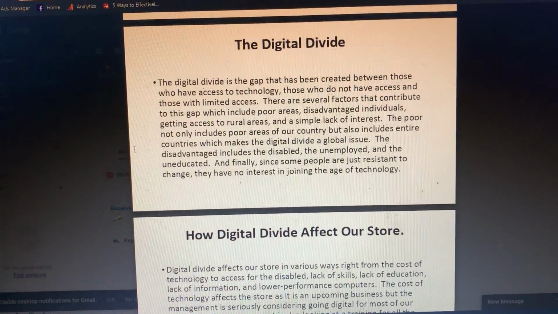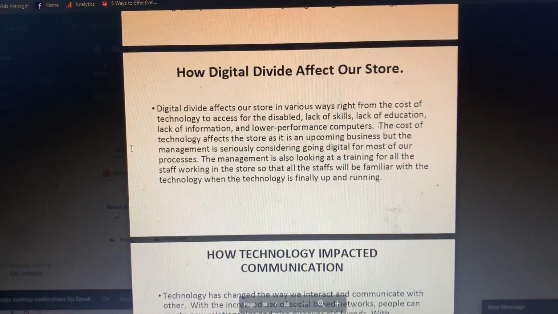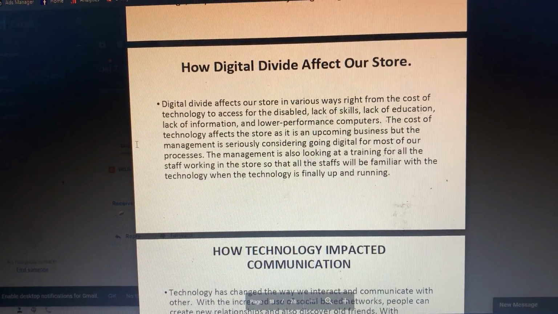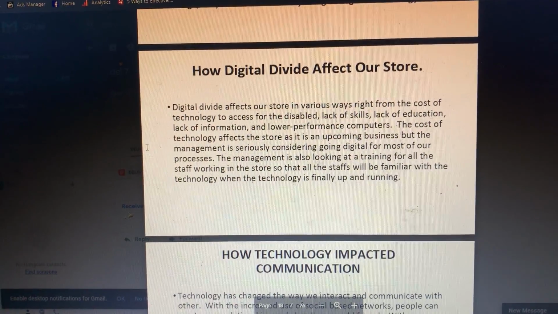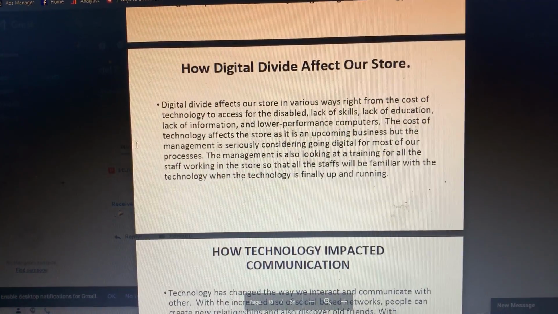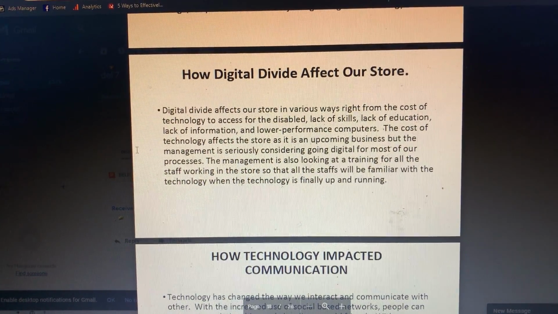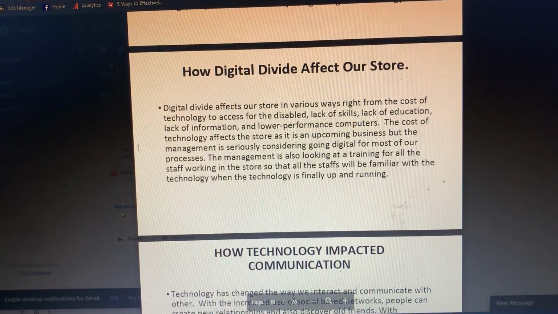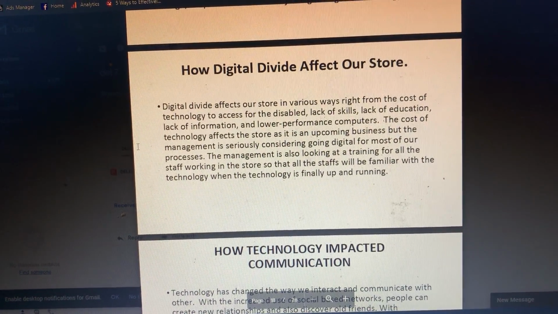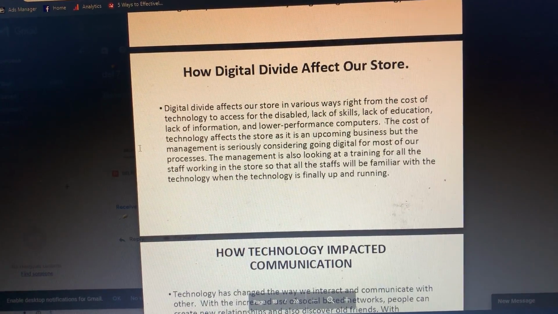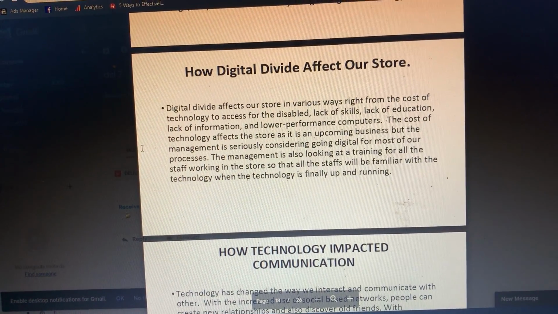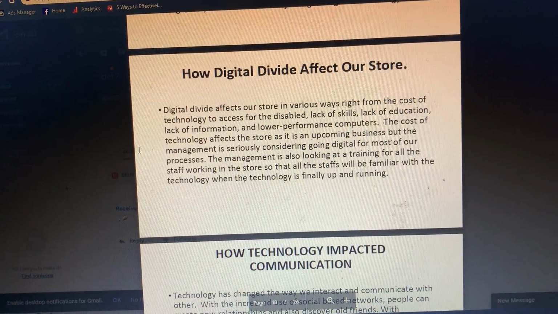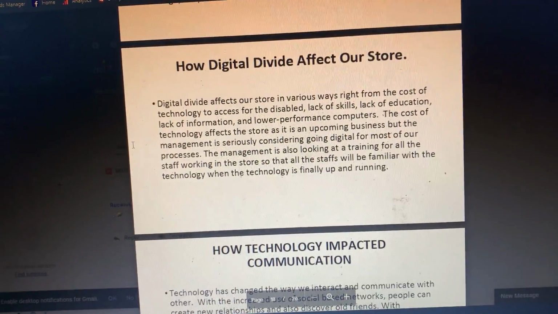How the digital divide affects our store now. The digital divide affects our store in various ways, right from the cost of technology to access for the disabled, lack of skills, lack of education, lack of information, and lower performance computers. The cost of technology affects the store as it is an upcoming business, but the management is seriously considering going digital for most of our processes. The management is also looking at training for all the staff working in the store so that all the staff will be familiar with the technology when it is finally up and running.